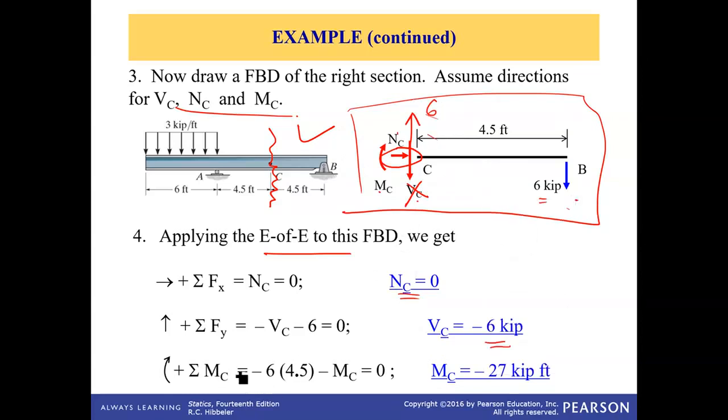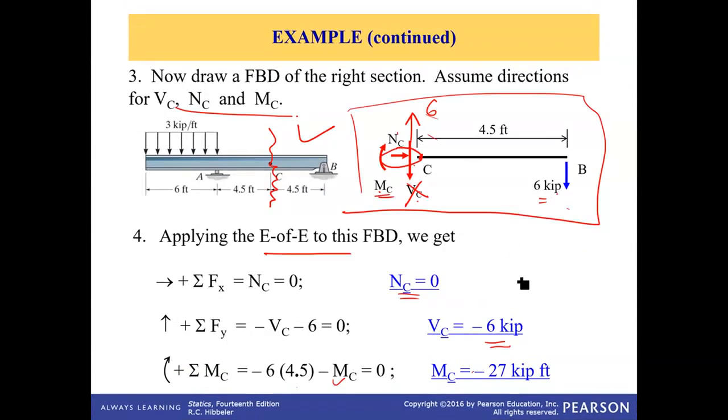And the last part is sum of moments at C. So at C we have this bending moment MC, that's clockwise, so that is negative, plus we have bending moment because of 6 kilopound about C, which is 6 times 4.5, that is also negative, so we get MC equal to a negative number. What it means is that the assumption for clockwise moment at C is also not correct, it's actually counterclockwise.